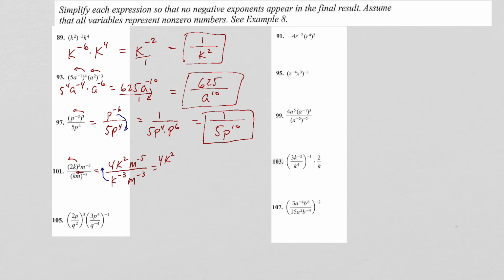4k squared, and then we have k to the 3. And then we're going to bring this down. So we're going to have over m to the positive 5 and m to the negative 3. Okay, so up top we're going to have 4 k to the 2 plus 3 is 5. Remember, we're not multiplying these, we're adding them because we're multiplying the bases. So we're adding the exponents. And then this is going to be m to the 5 minus 3 is m to the second.